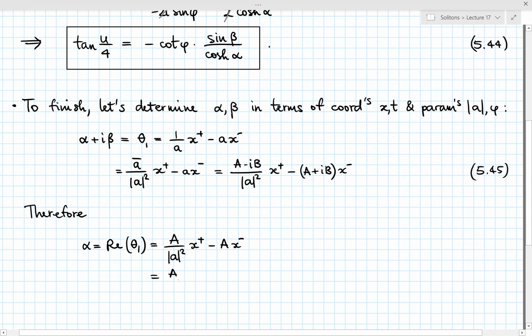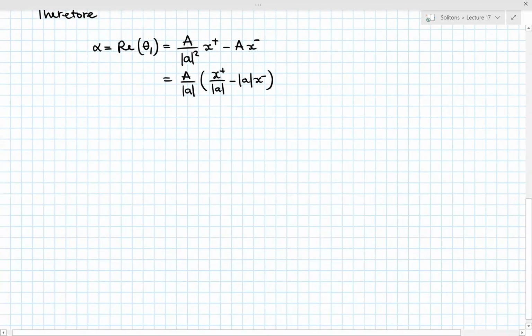And it's convenient to factor out capital A over absolute value of A, so that then we have x plus over absolute value of A minus absolute value of A times x minus. And now I hope you recognize that in the brackets, an expression which is very similar to what we had when we obtained the one-soliton solutions of the Sine-Gordon equation by Backlund transform of the vacuum, except that now the Backlund parameter A is complex, so we have absolute values of A instead of A itself. So next, the algebra continues very similarly to what we did when we constructed the one-soliton solutions as Backlund transformed of the vacuum. So I'll let you work out the details.